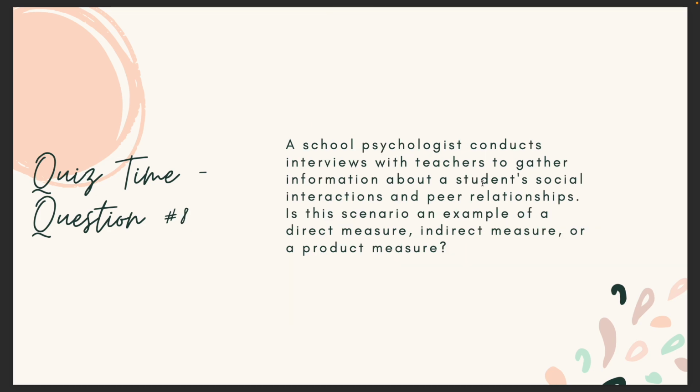8. A school psychologist conducts interviews with teachers to gather information about a student's social interactions and peer relationships. Is this example direct, indirect, or product measure? We are looking at interviews, okay? So I'm going to actually leave the next few questions to you guys. So you guys let me know, would question number 8 be a direct measure, an indirect measure, or a product measure? And again, ask yourself those questions and let me know in the comments below.